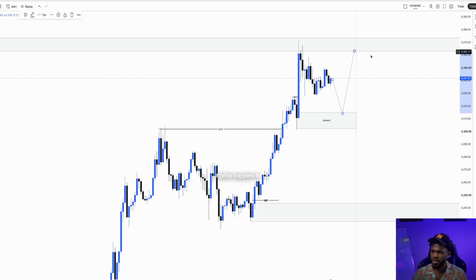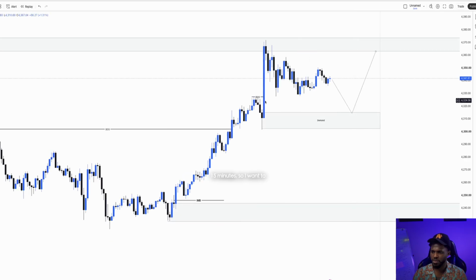So if price happens to break this particular resistance, we get a pullback. Now we should be looking out for this particular demand or this particular structure. But if this resistance here is able to hold, then if price dishes out this buy, I also see a pullback into this particular demand here.